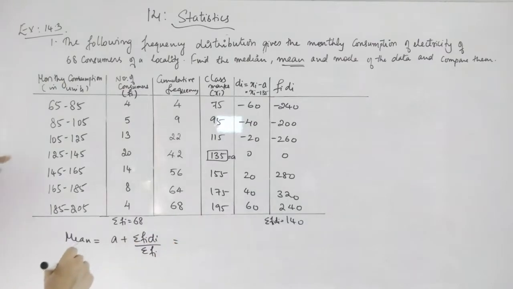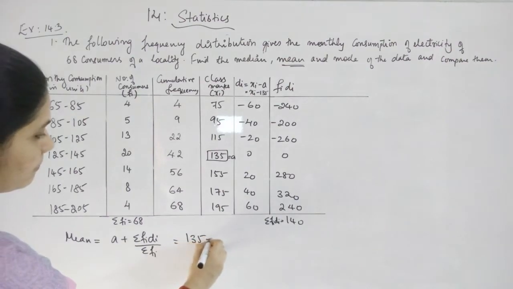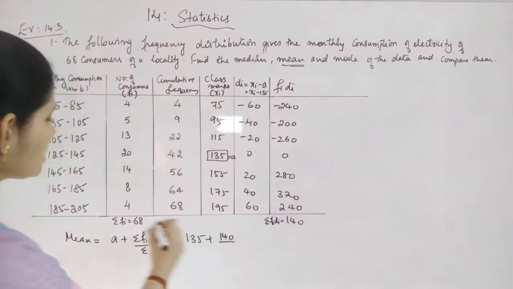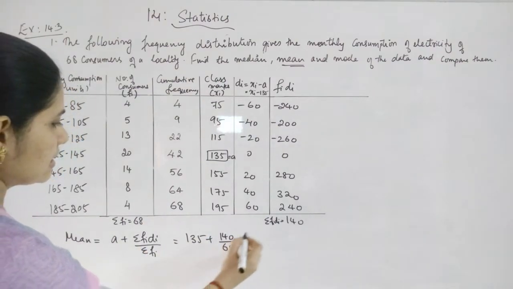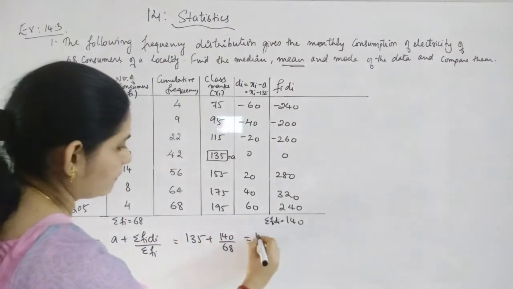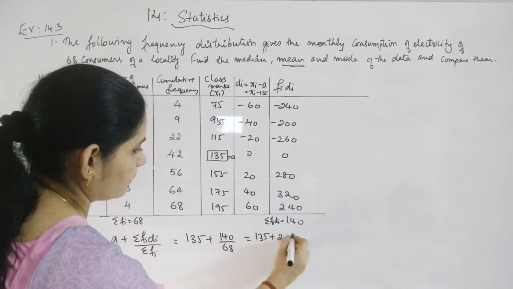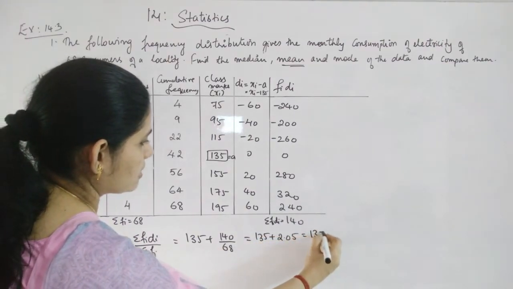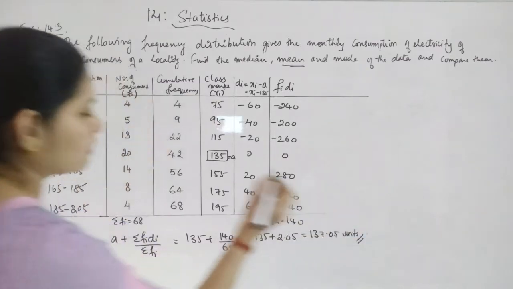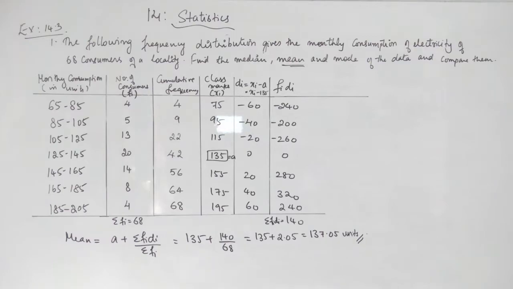Replacing the values, what is A? 135 plus sigma fi di, you got 140, and divided by, you will have 68. That is, you are getting 135 plus 2.05. So it is 137.05 units for your mean. For your median it was 137 units, and for mean you are getting 137.05.